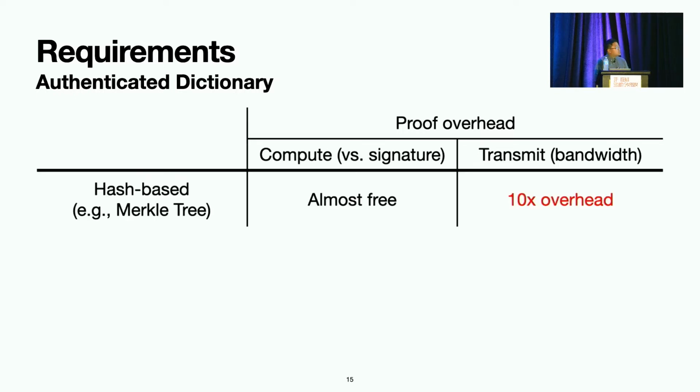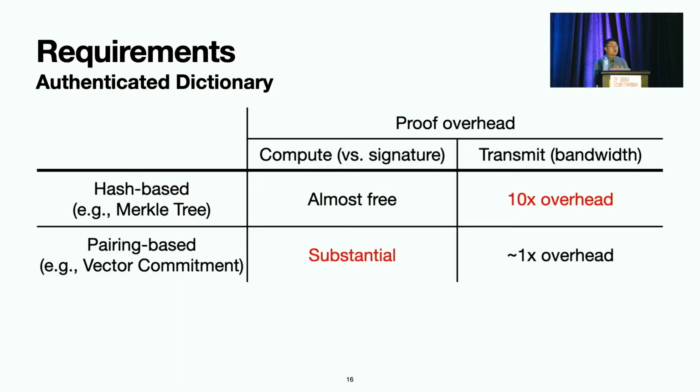An advantage of hash-based authenticated dictionaries, such as Merkle trees, is that the computational cost as compared to verifying the digital signature is almost free. You're just computing a bunch of hashes. However, proofs are relatively large here. For instance, with 128 bits of security, a proof in a mapping with 1 billion elements is about 1 kilobyte in size, while a transaction could just be 1/10 of that size.